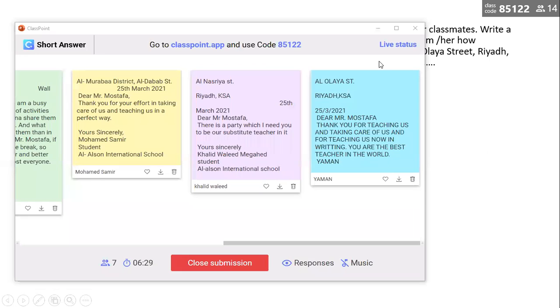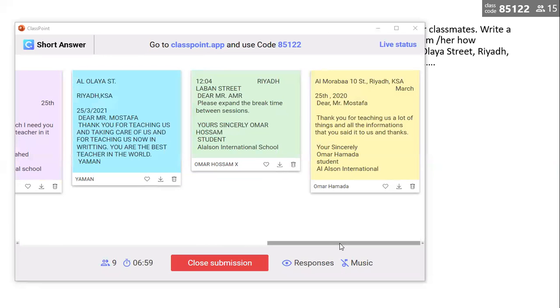The code is 85122. Yeah, Mister. Mister, I know what the problem is, because he can't download it. Actually, I opened Google Play. I searched Class Point. There is no Class Point. I opened it in the browser. And also in the App Store, no Class Point. It's not on Google Play. Did you have Google? Open Google, write Class Point. I enter. Safari. Okay.